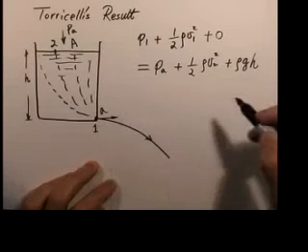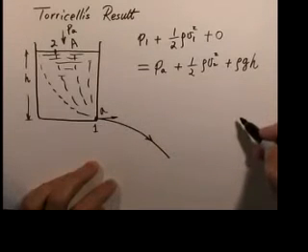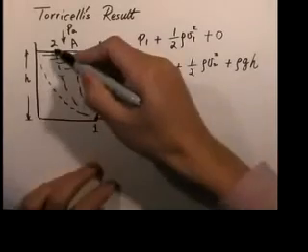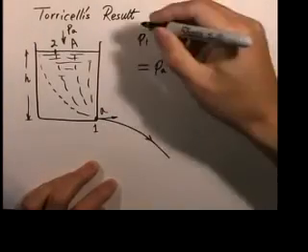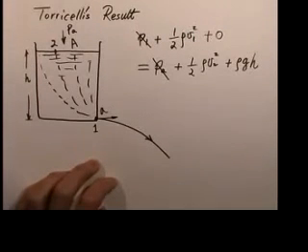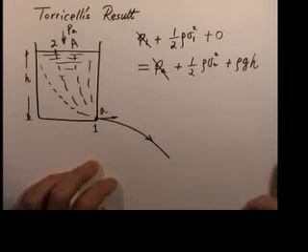And therefore, PA is equal to P1 as well, not just to P2, because both points 1 and 2 are exposed to the air. So this is PA as well. I can cross that out. Okay, now that leaves me with one more thing here, which is, what is V2?